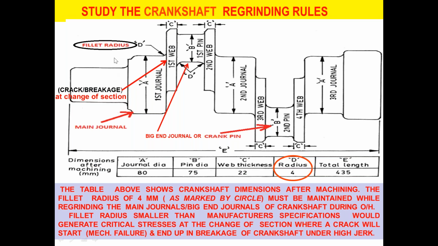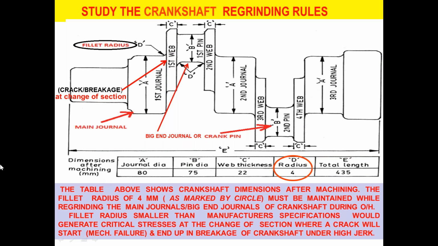Here you see the crankshaft. I have shown you, these are the main journals. This is the first web. This is the big end journal, also called crank pin. This is the second web, second journal, third web, again crank pin, fourth web, and the third journal, main journal.